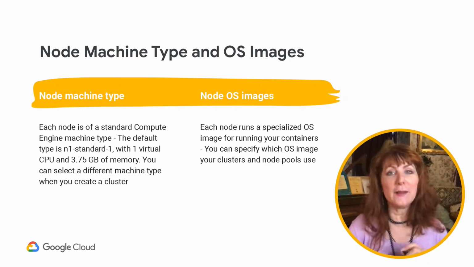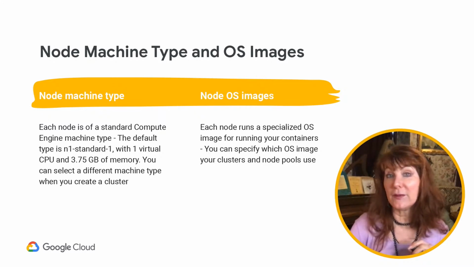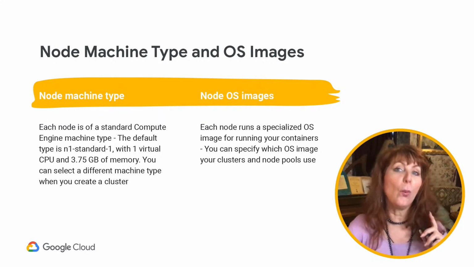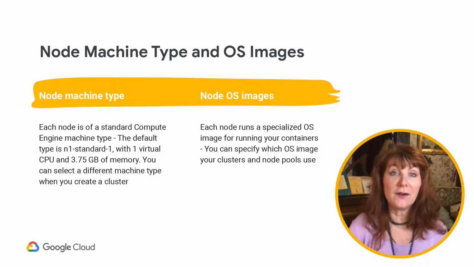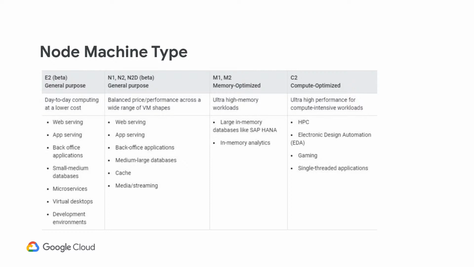Now, the default type is an N1 standard-1 with one virtual CPU and 3.75 gigabytes of memory. But you can, of course, define your own. You can select a different machine type when you create a cluster if the predefined machine type doesn't meet your own needs. And you can create your own custom machine types if you want. Each node runs a specialized operating system image for running your containers, and you can specify which OS image your clusters and node pools will use.